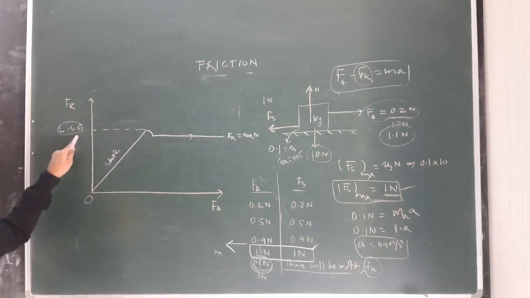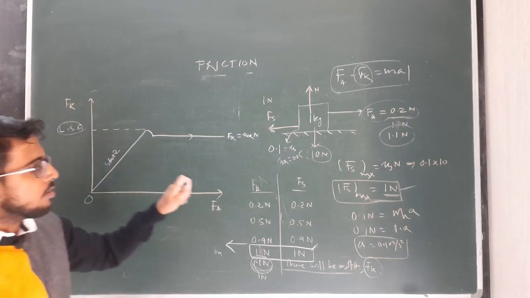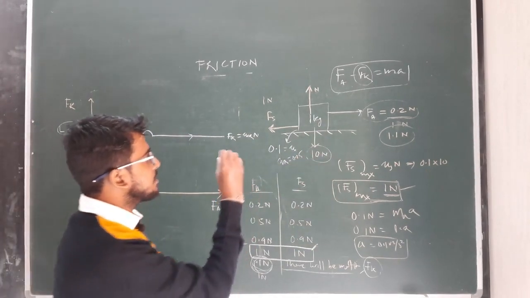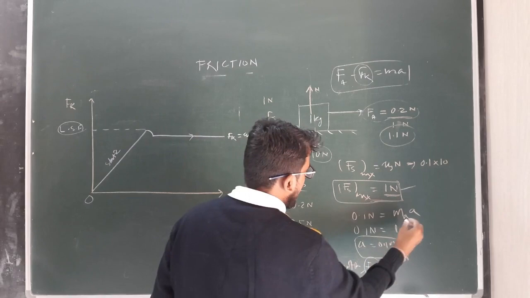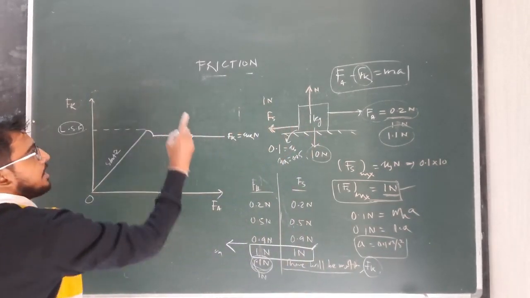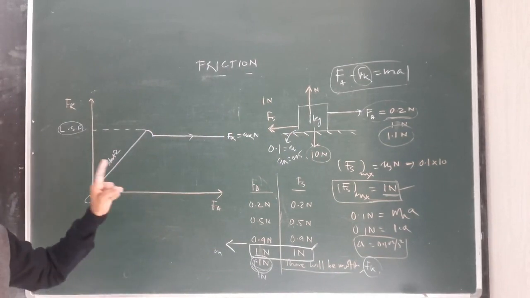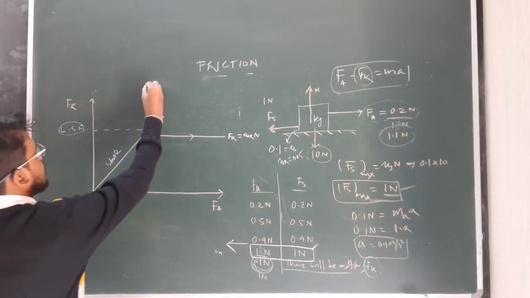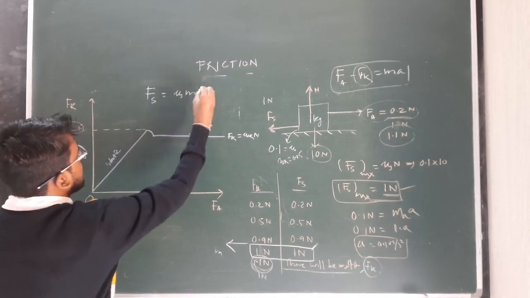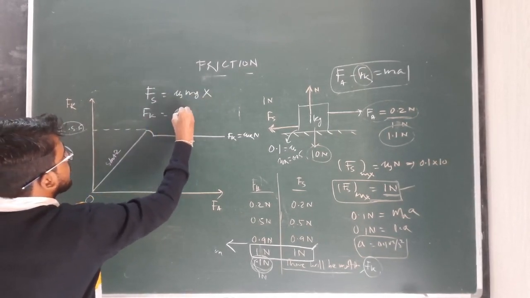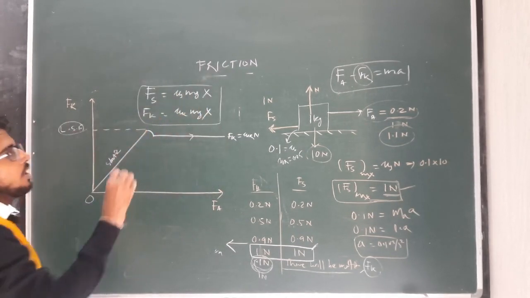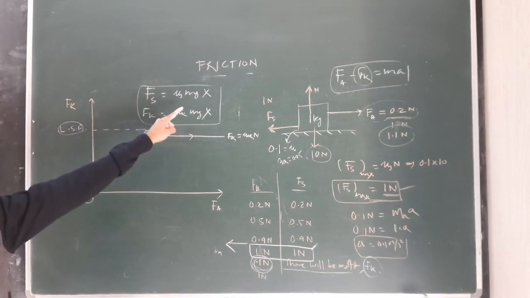Okay, and limiting static friction is what? The maximum possible value of static friction, which is mu s into N. In this particular case, N is equal to mg, but not always N equals mg. So you should never remember that F static equals mu s into mg, or F kinetic equals mu k into mg, these are wrong, because the normal reaction is not always equal to the weight of the block.